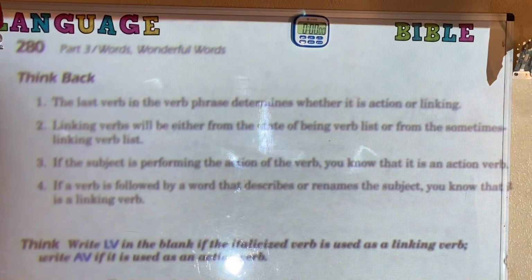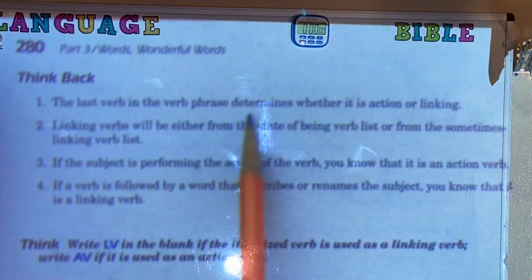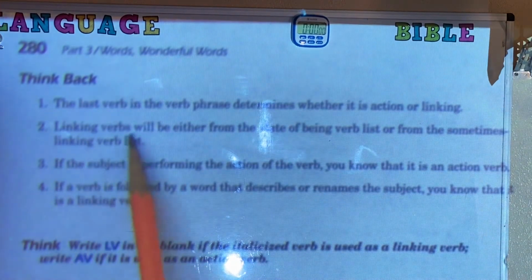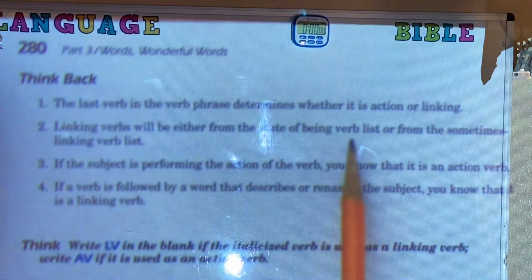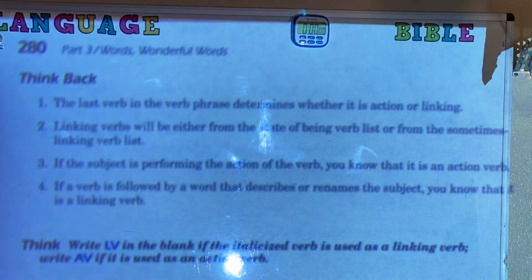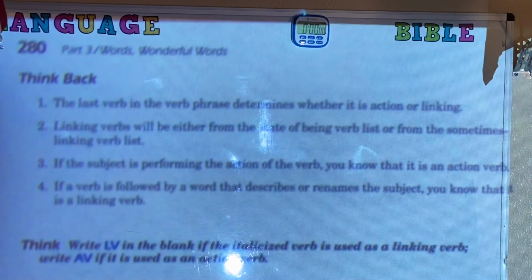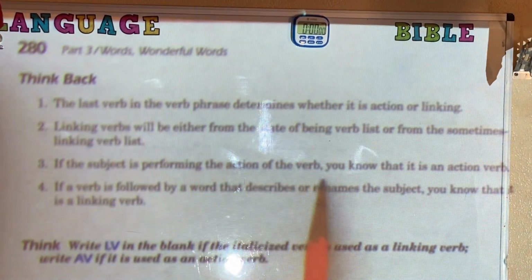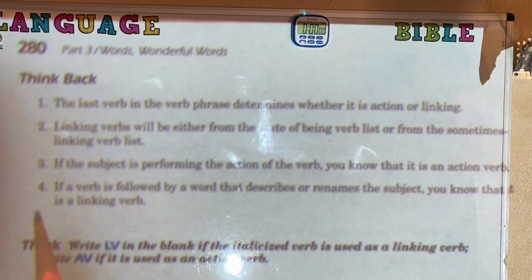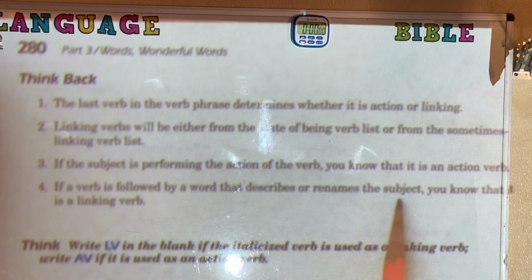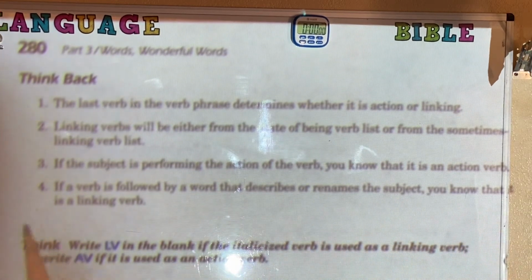Okay, so it says, the last verb in the verb phrase determines whether it is an action or a linking verb. Linking verbs will be either from the state of being verb list or from the sometimes linking verb list. So it is a good idea for you, when you're reading through the worksheet, to write those verbs. If the subject is performing the action of the verb, you know that it's an action verb. If a verb is followed by a word that describes or renames the subject, you know that it's a linking verb.